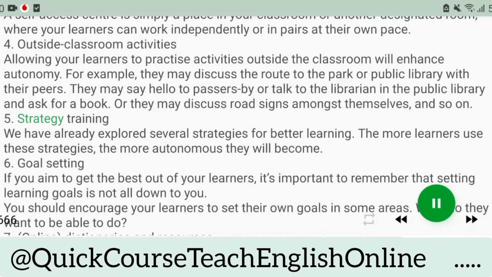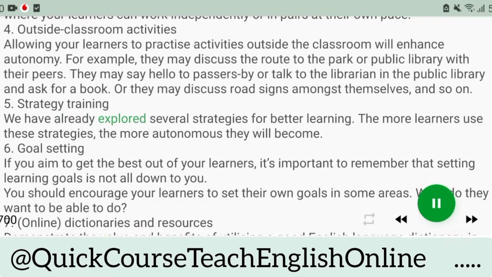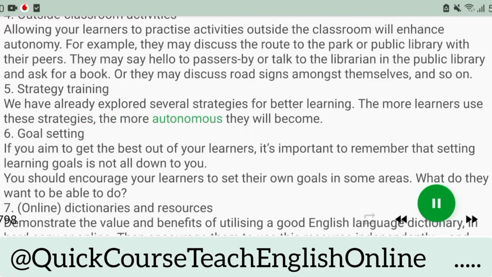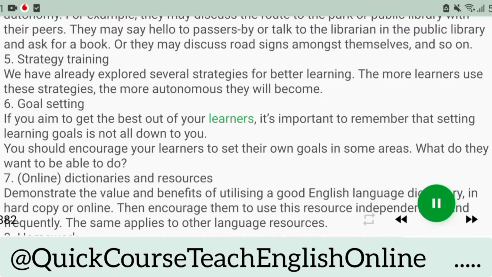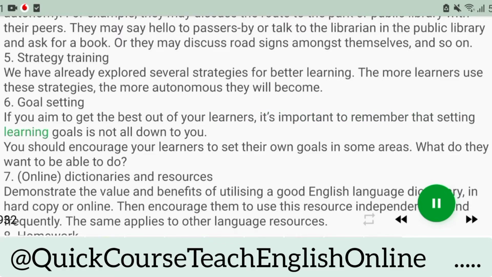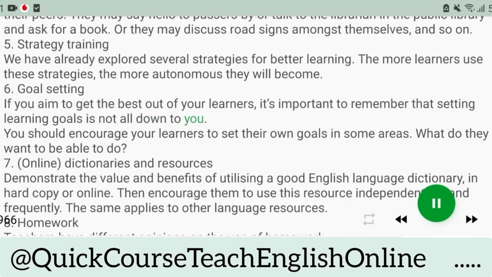5. Strategy training. We have already explored several strategies for better learning. The more learners use these strategies, the more autonomous they will become. 6. Goal setting. If you aim to get the best out of your learners, it's important to remember that setting learning goals is not all down to you.